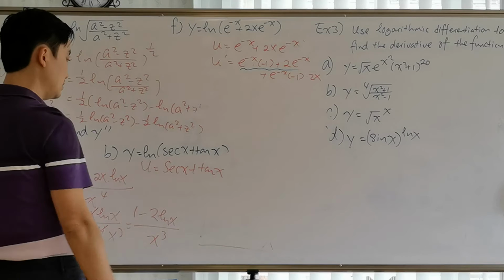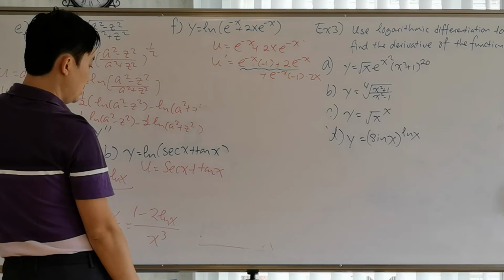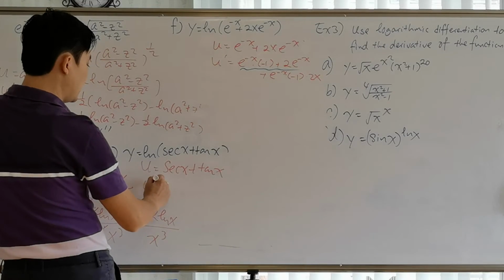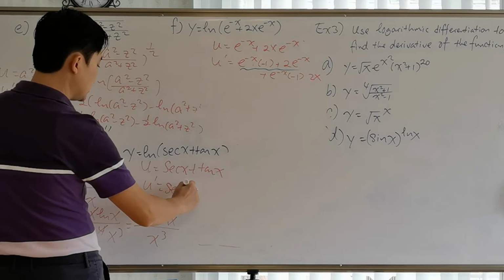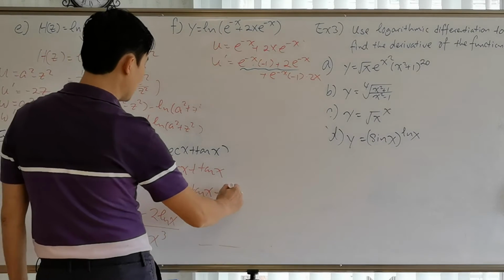Again, you don't want to expand it. There's no such property for sum to product to expand this one. That's not a valid property. Okay, so what we got here, u prime would be the derivative of secant x plus the derivative of tangent x, which is secant squared of x.